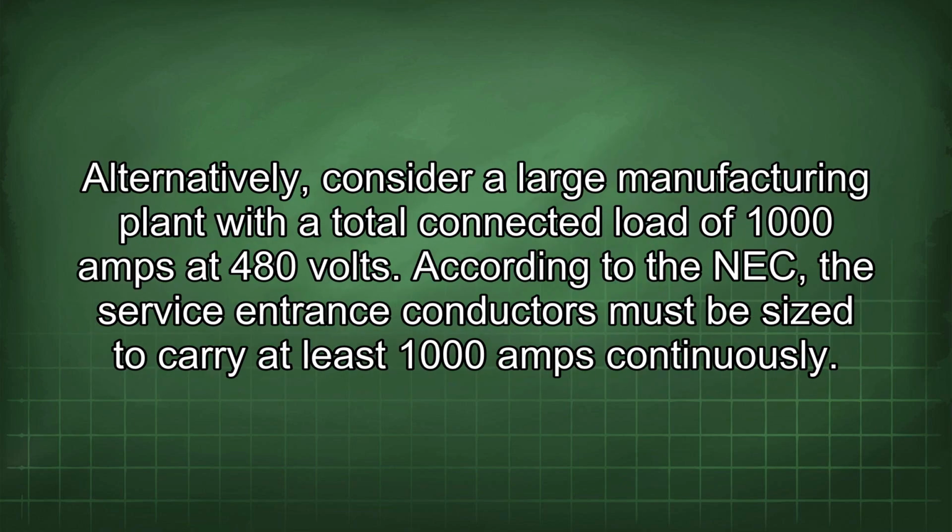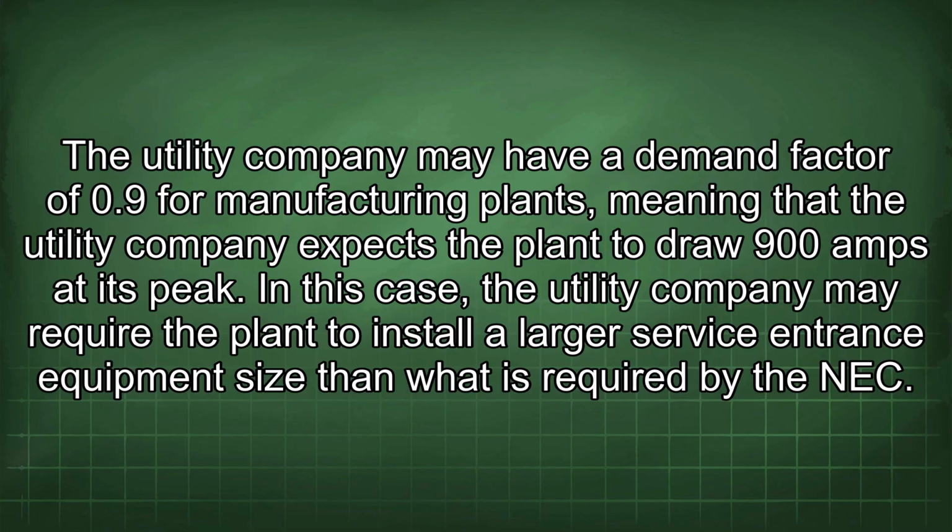Alternatively, consider a large manufacturing plant with a total connected load of 1000 amps at 480 volts. According to the NEC, the service entrance conductors must be sized to carry at least 1000 amps continuously. The utility company may have a demand factor of 0.9 for manufacturing plants, meaning that the utility company expects the plant to draw 900 amps at its peak.